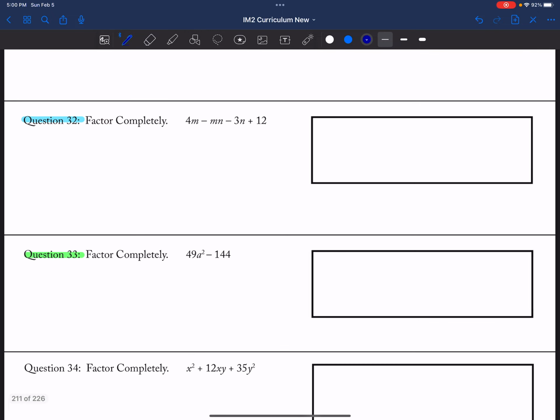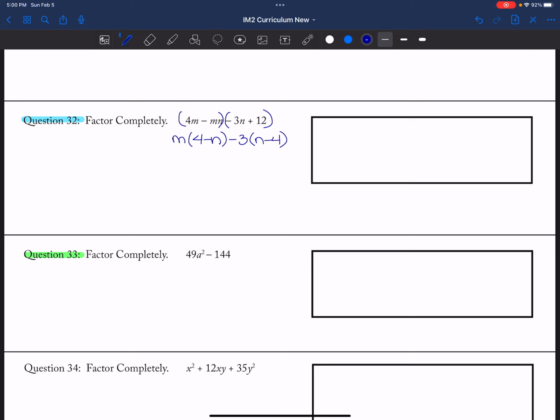And then 32 looks like a 4-term thing, so it looks like a factor by grouping. So I can pull out an n, and I'm left with 4m minus n. No, I pulled out an m. Sorry, an m. I messed this up completely. I pull out an m, and I'm left with 4 minus n, and I pull out a negative 3, and I'm left with an n minus 4, which kind of looks the same.